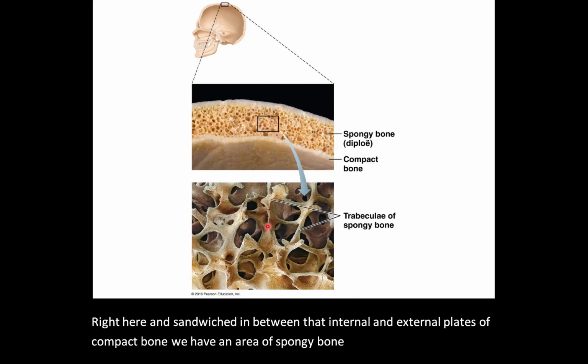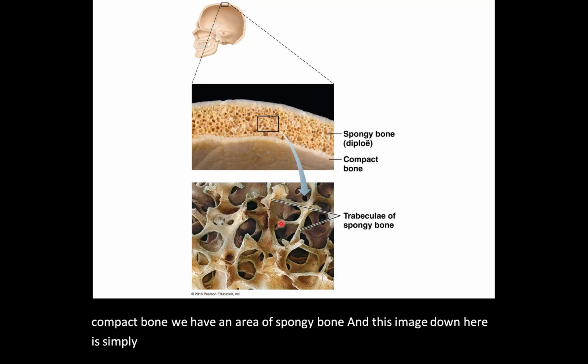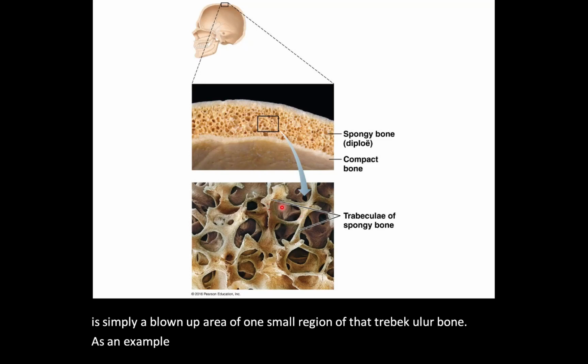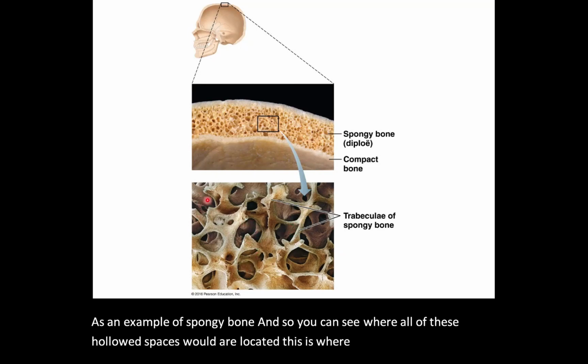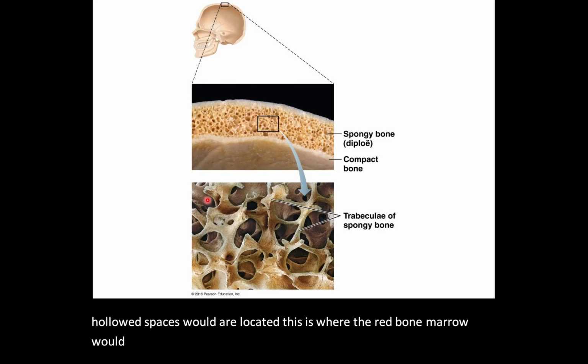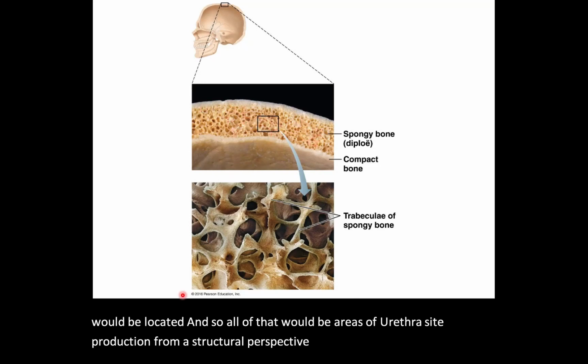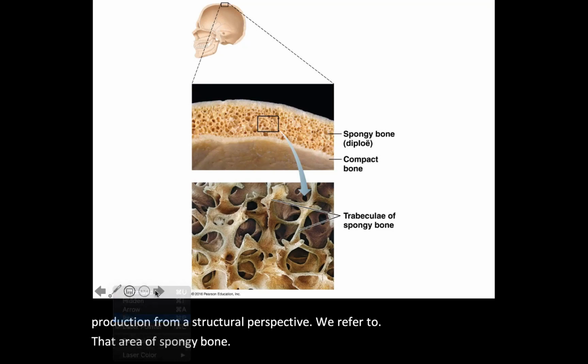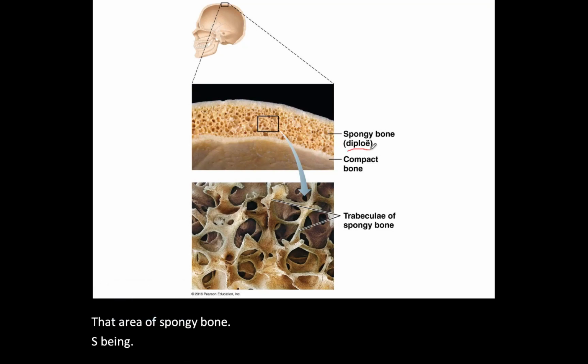And this image down here is simply a blown up area of one small region of that trabecular bone as an example of spongy bone. And so you can see where all of these hollowed spaces are located. This is where the red bone marrow would be located, and so all of that would be areas of erythrocyte production. From a structural perspective, we refer to that area of spongy bone as being the diploe, and so you can see that listed right there.